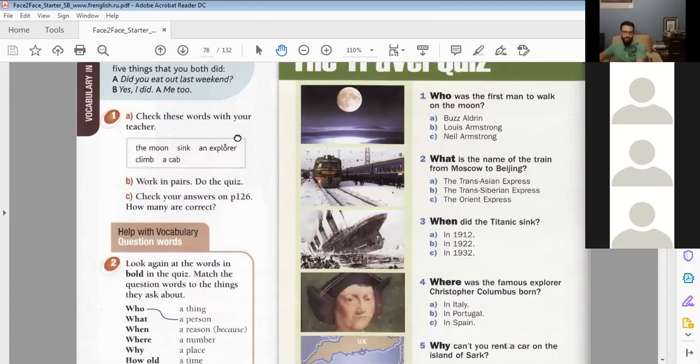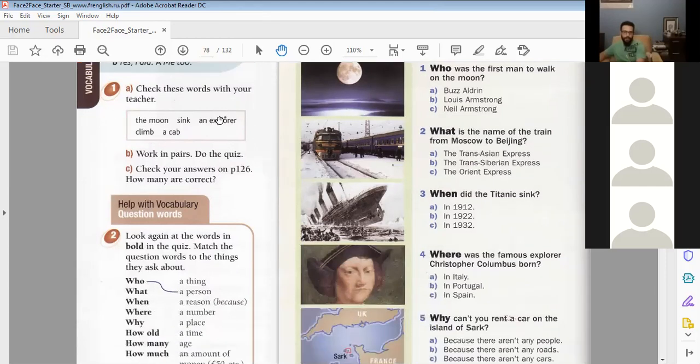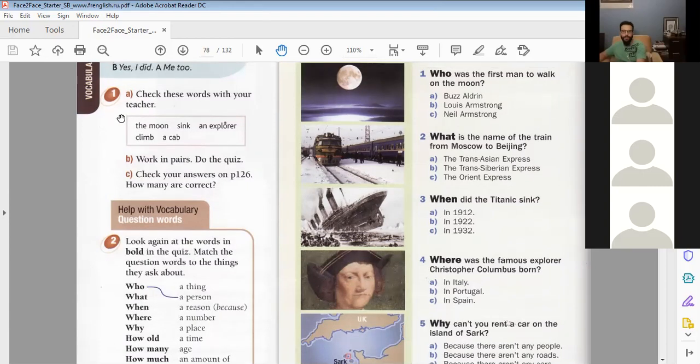But here, let's start with the words in the box. It says, check these words with your teacher. So let's take a look at these words. The first word, the moon. I think all of you know the moon. Yes. Do you know the meaning of sink? When something sinks? Do you know the word sink?